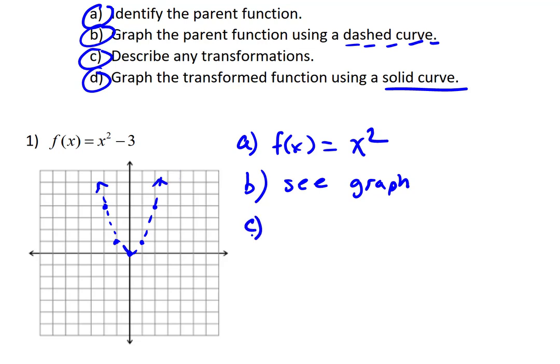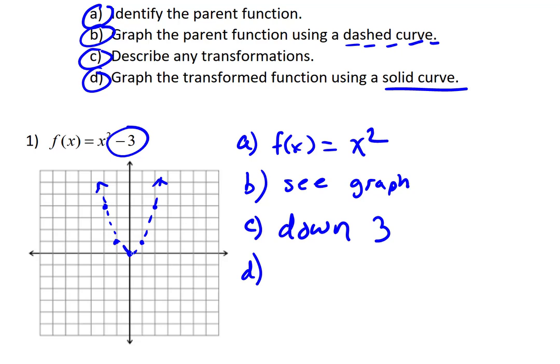Thirdly, we want to describe any transformations which occur. Well, thanks to this x squared minus 3, as we can see from our definition above of a vertical shift, we'll describe our transformation as down 3. We're just shifting down 3. So then, fourthly, or lastly, we'll do that transformation and graph the new function.